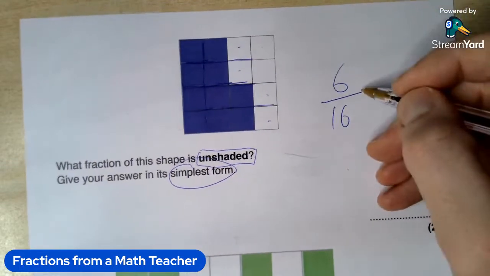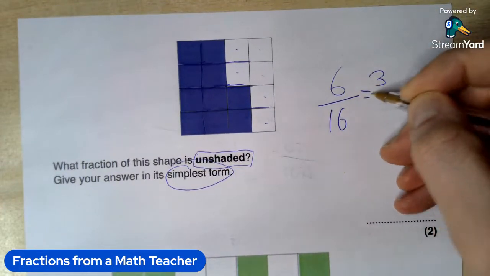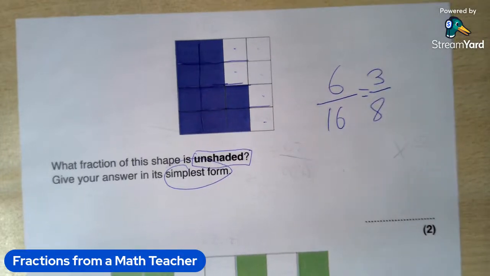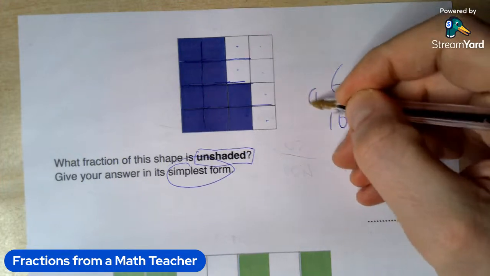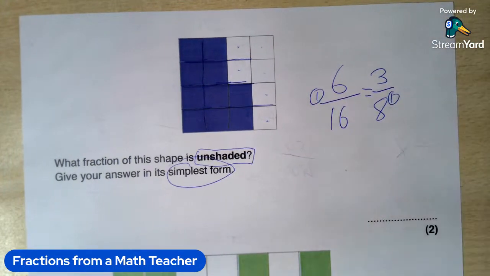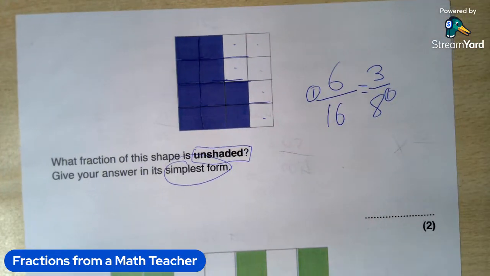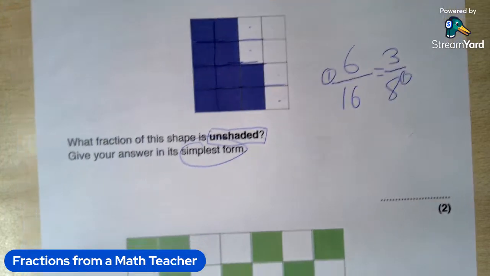And simplest form, so yet again, both even numbers, so just halve it. 3/8. Yeah, be really careful. You'll get 1 mark for 6 over 16, and the next mark will be for 3/8. Most likely that's how it would be marked. Right, last question.